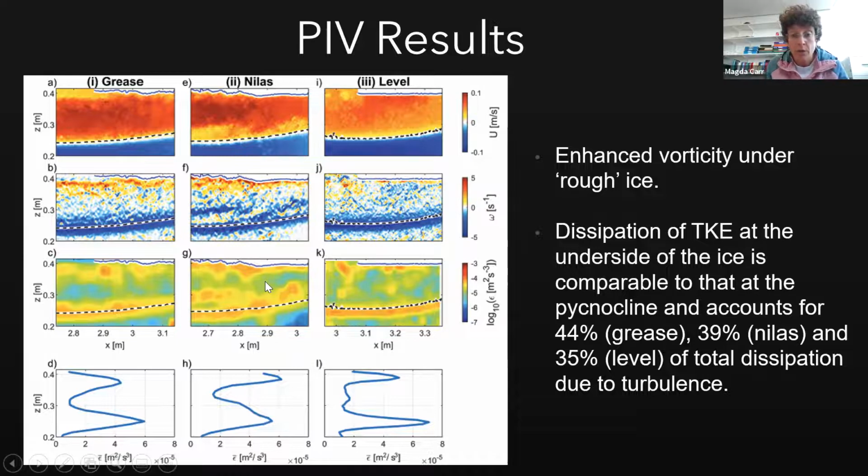The third row is showing you log of the dissipation of turbulent kinetic energy. And the last row is the average dissipation, and we're plotting against depth. So what you can see in these plots actually is that the dissipation underneath the ice is comparable to that at the pycnocline. And we found that in the grease case, 44% of the dissipation occurred underneath the ice. It was 39% in the nilas case and 35% in the level case.